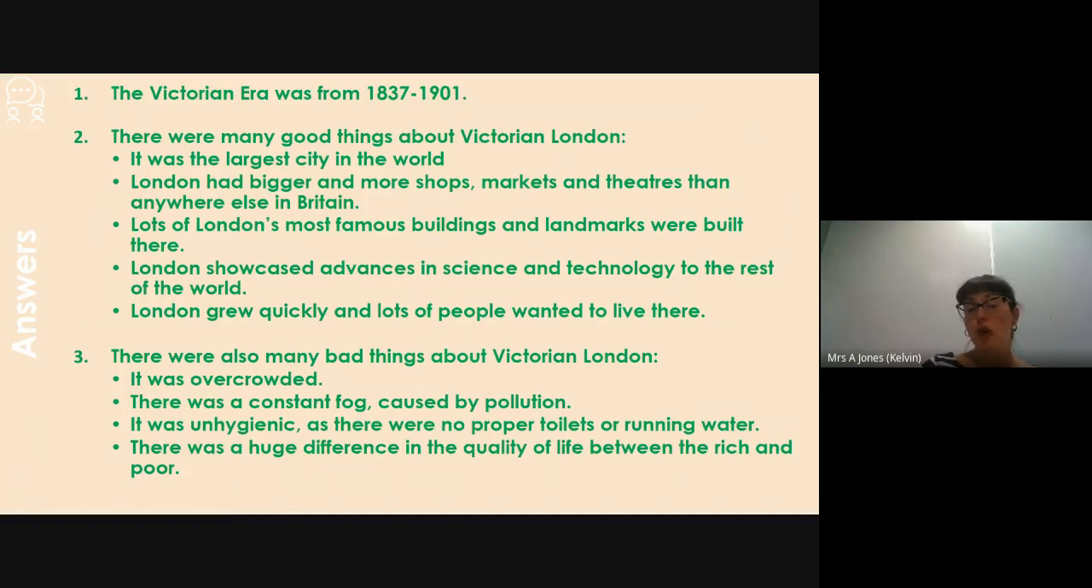There was a constant fog caused by pollution. Well done if you remember that it was called, in a nickname, the pea souper. It was unhygienic as there were no proper toilets or running water. And there was a huge difference in the quality of life between the rich and the poor. So there were some of the things you could have had based on the information we've just looked at.